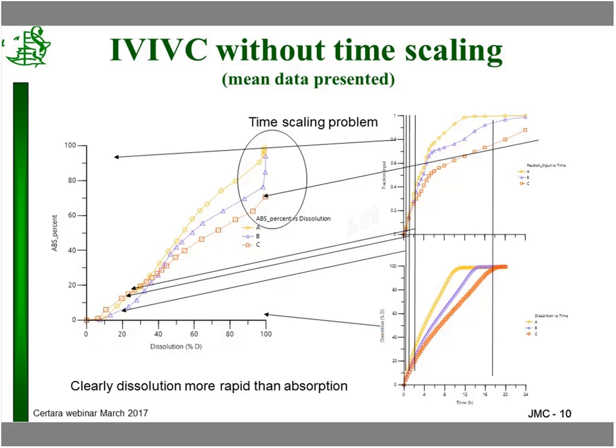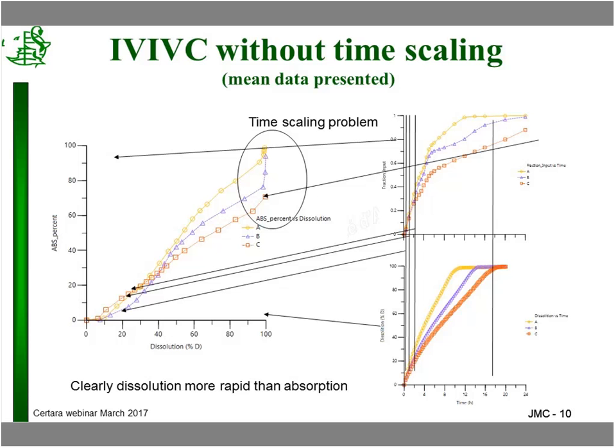I have, for example, for the first time, almost 0 percent absorbed, but something which starts to dissolve. Why? Because I have a lag time in vivo. Then I start to absorb and dissolve at the same time, and at the end you can see that when I have finished dissolving at 100%, I have a curve which is going up.